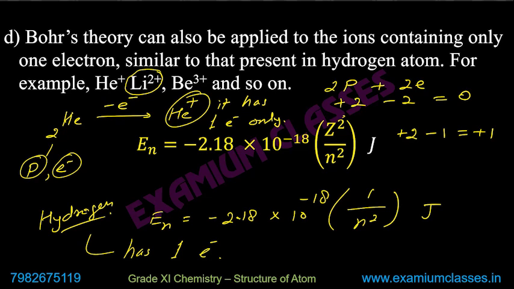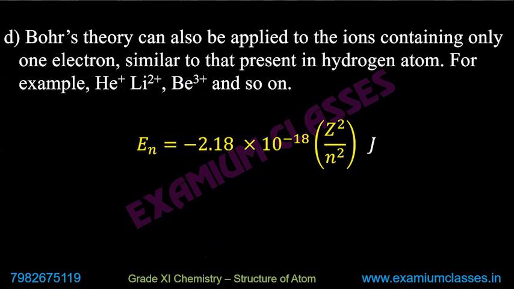For example, beryllium will lose 3 electrons. The number of electrons in the atom in ionic form, obviously, in this case, will be 1. All these will have only 1 electron, not more than 1 electron.